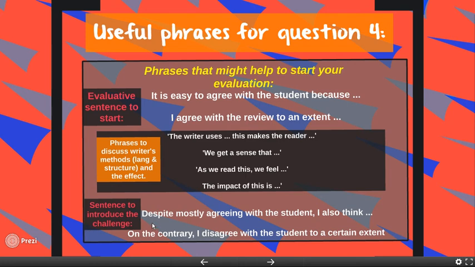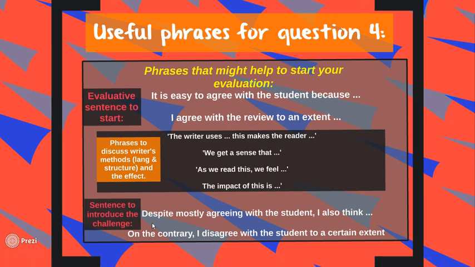So "despite mostly agreeing with the student, I also think," which is the one that I used in my paragraph before. Or you could try, "on the contrary, I disagree with the student to a certain extent." So do try and learn those statements, because they are immensely helpful to guide you through your answer, but also to show the examiner that you've really got this evaluative approach.